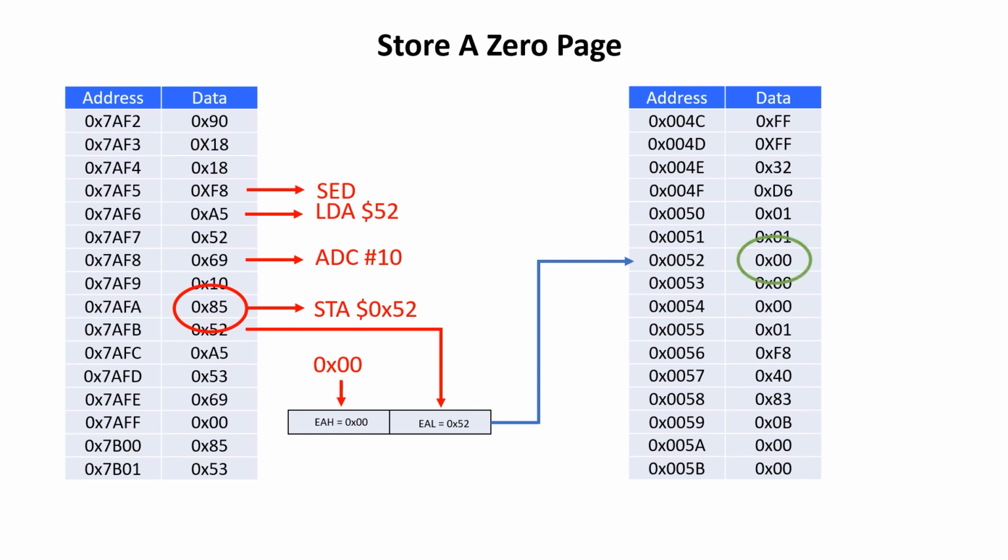This initially contains the value 00, but we take the 10 in our accumulator and transfer it into this memory address. So now, memory address location 0052 contains 10 in hexadecimal. And that's it. Now we have to try and convert this sequence of events into microcode that our machine can execute.